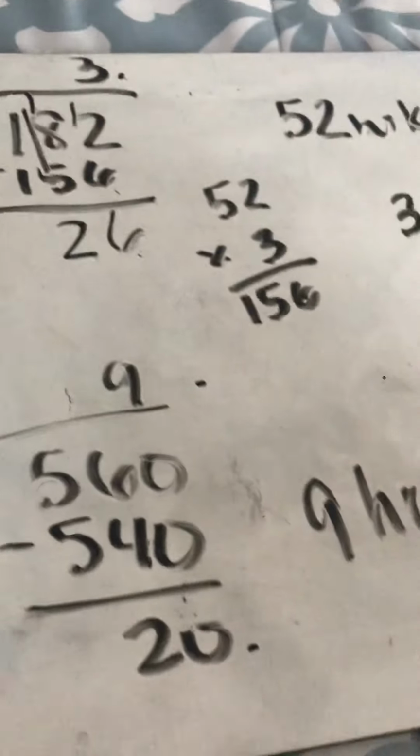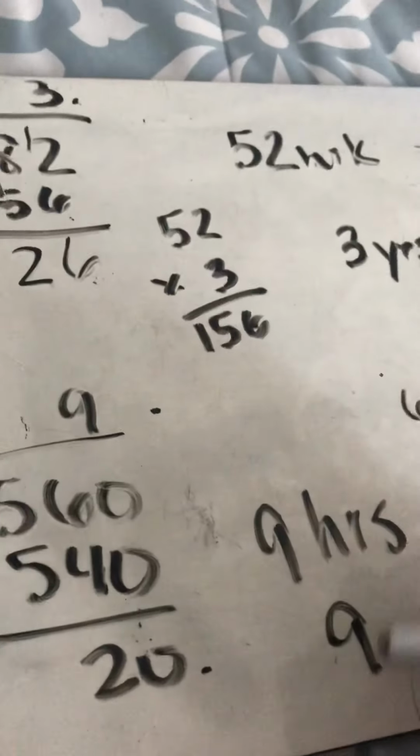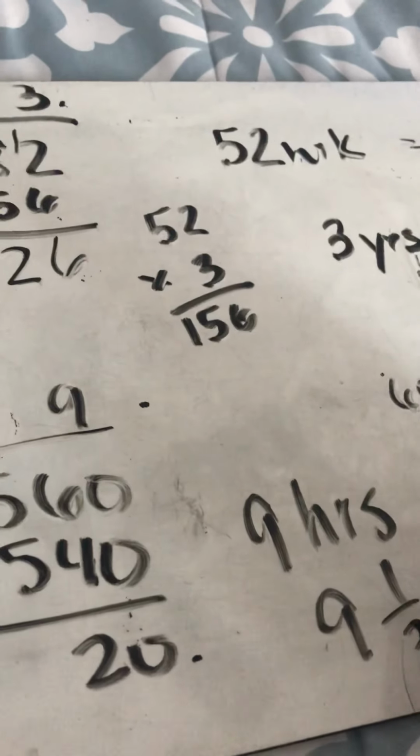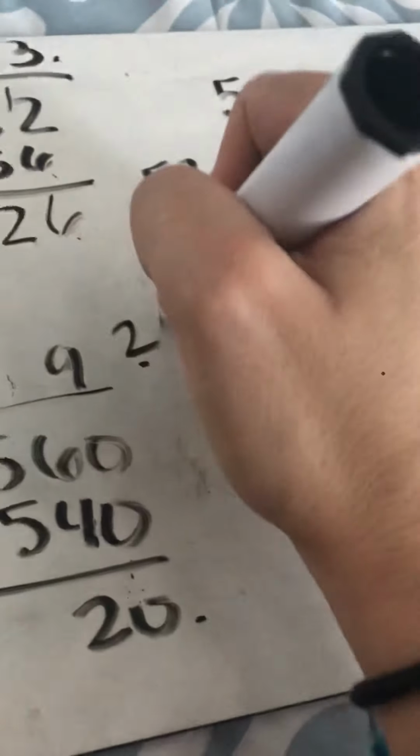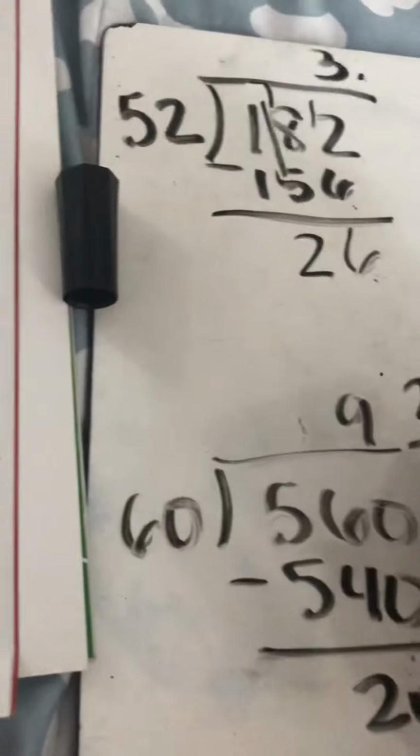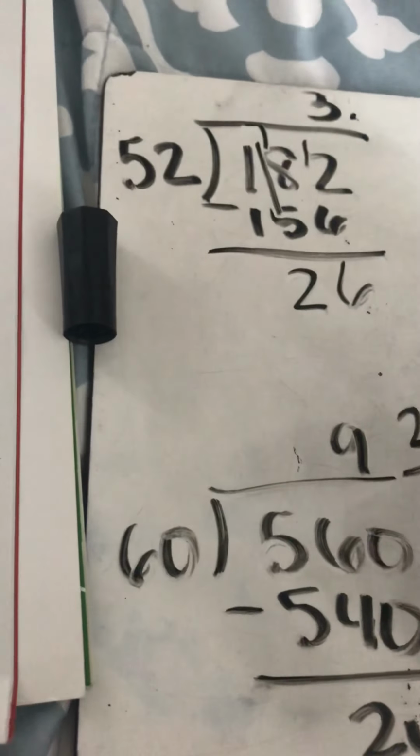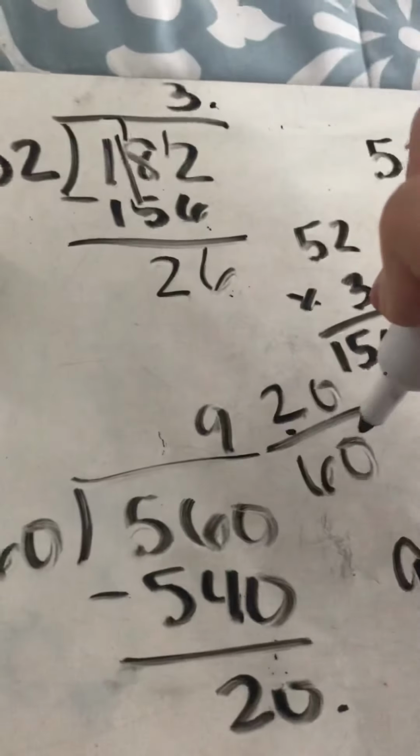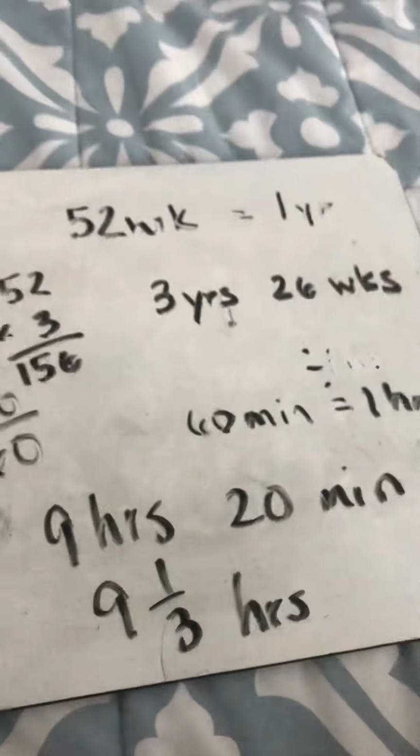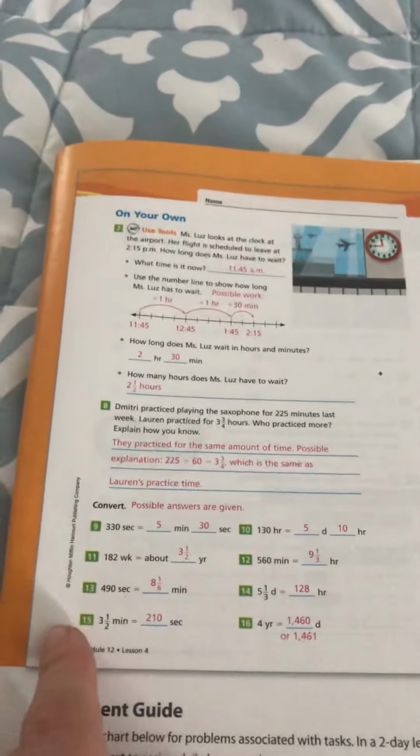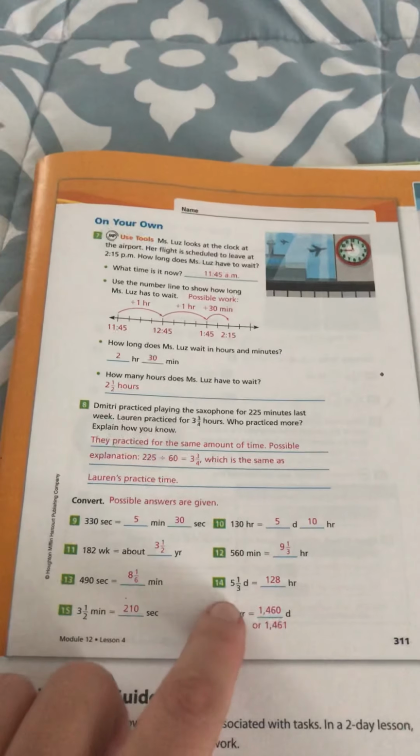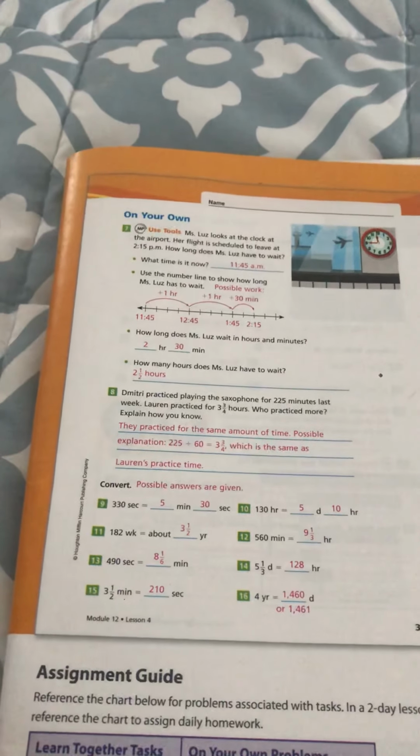Or we could also say 9 1/3 hours. Why? Because 20 minutes out of the 60 minutes, if we simplify this, it becomes 2/6. Simplify that, 1/3. 9 and 1/3. So that covers questions 9 through 12. Check the next video to watch 13 through 16.